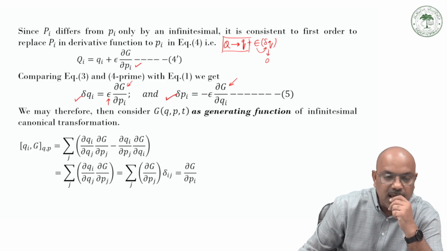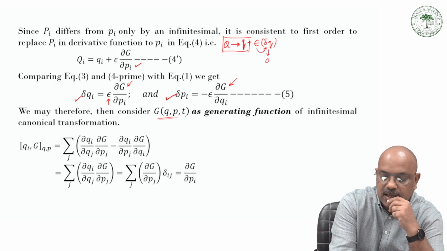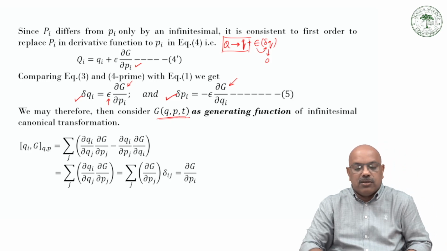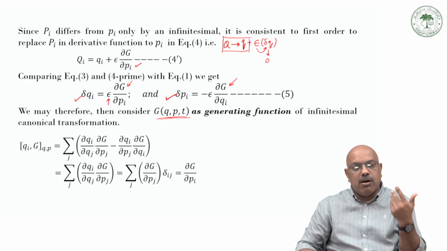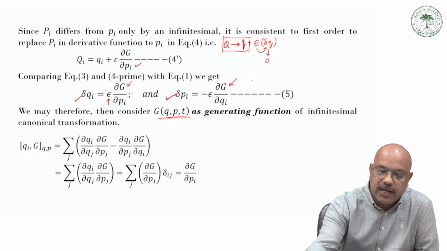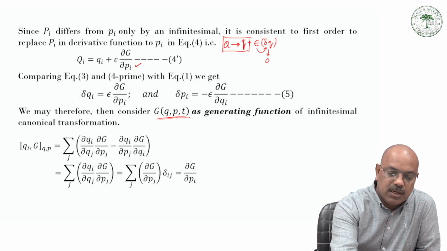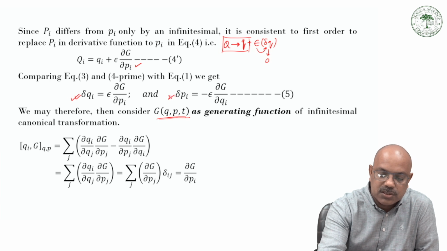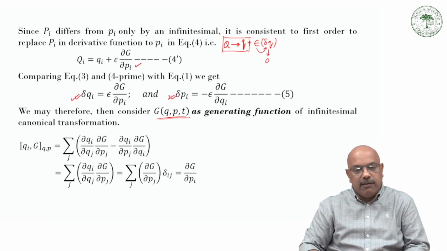Okay, therefore we can consider this G as a generating function of the infinitesimal canonical transformation, and the corresponding derivatives are given in equation 5. These are my generating functions, and these are my corresponding differential equations. So every generating function has the corresponding differential derivatives.